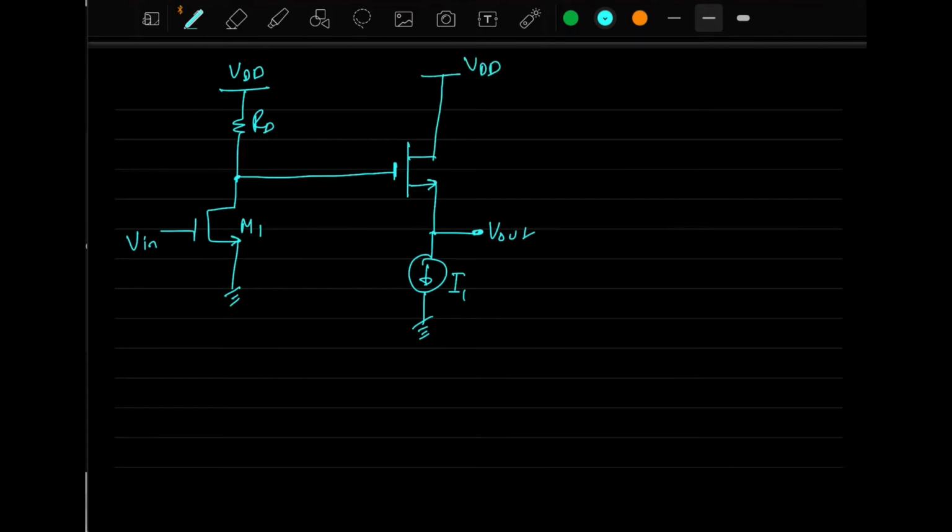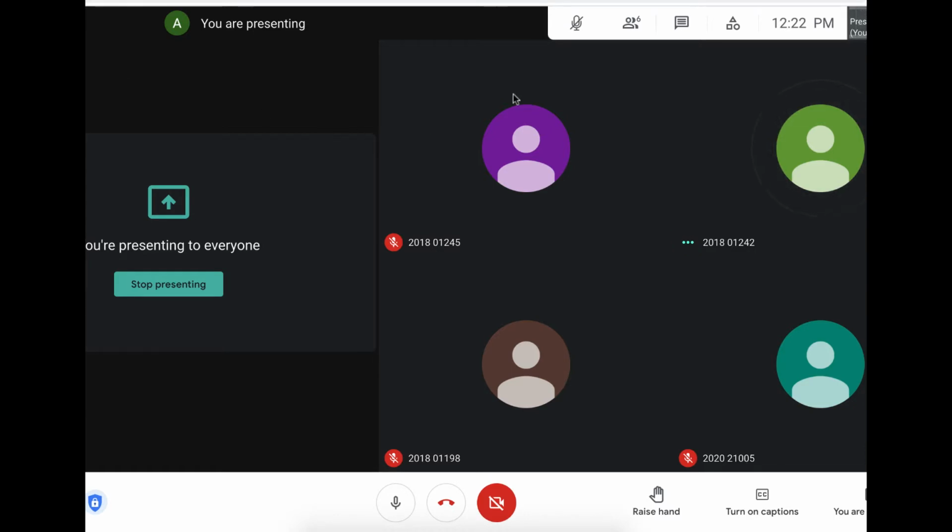So if you connect like this, will there be any problem or not? Can anybody tell me, will this type of thing work or not? Any student can answer this question? When I connect the output of this MOSFET M1 directly to the input of this MOSFET M2, and I'm thinking of getting the output voltage Vout, will it work? Any of you can answer?